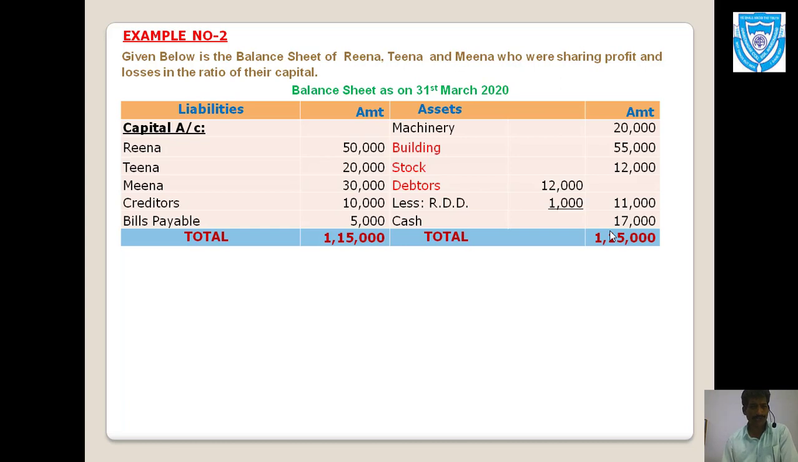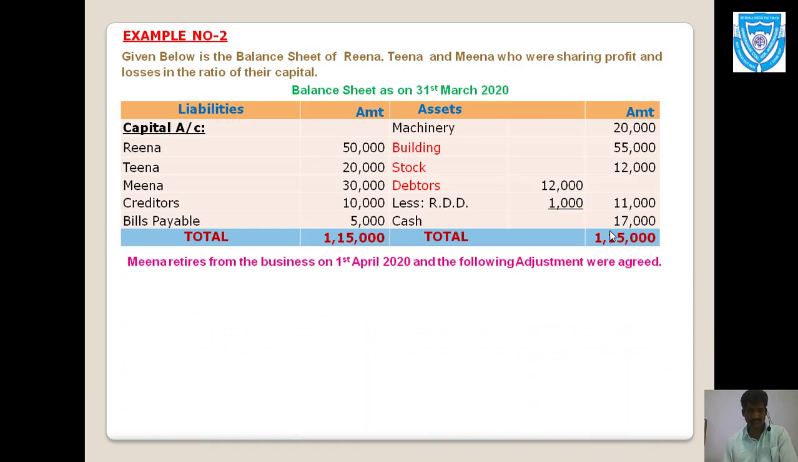Capital account, Reena, Tina and Meena, their capital balances are given. Reena 50,000, Tina 20,000 and Meena 30,000. Creditors are 10,000, bills payable 5,000. Assets are given: machinery 20,000, building, stock, debtors 12,000 less RDD 1,000, cash 17,000, and the total of the balance sheet is 1,15,000. Meena retires from the business on 1st of April 2020 and the following adjustments were agreed.